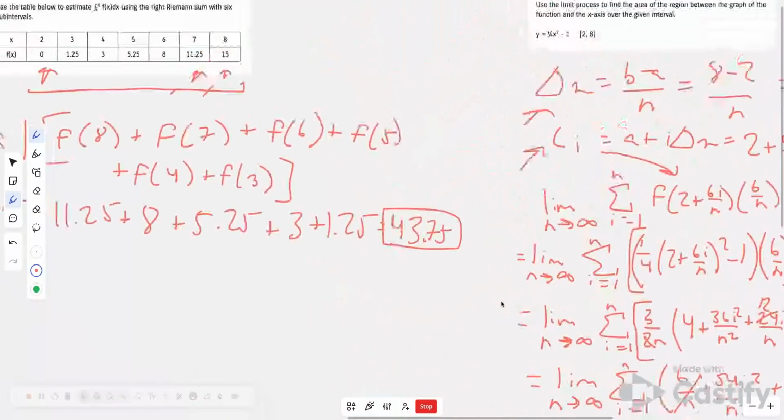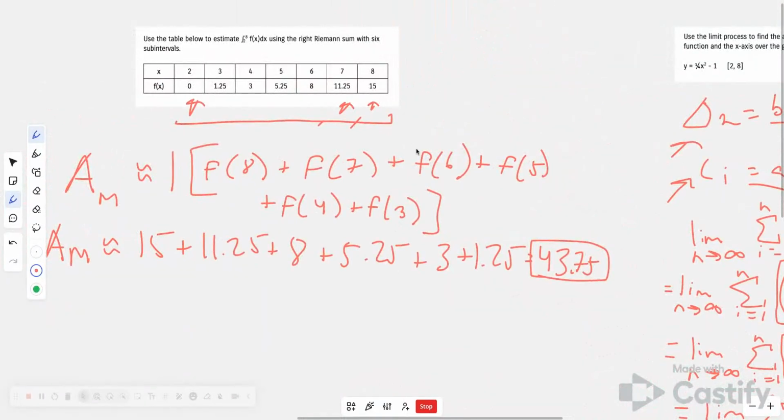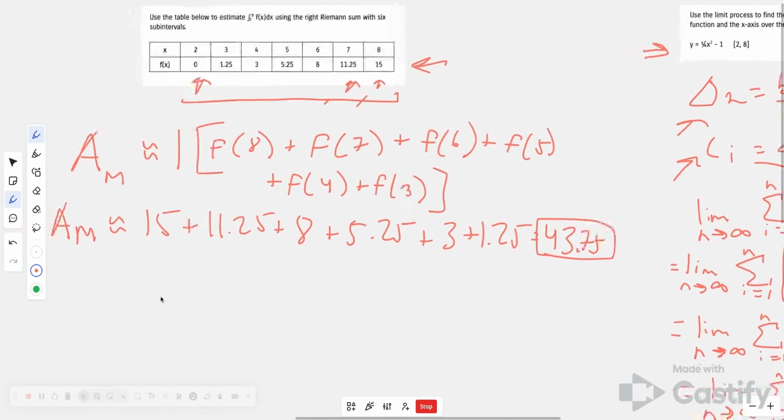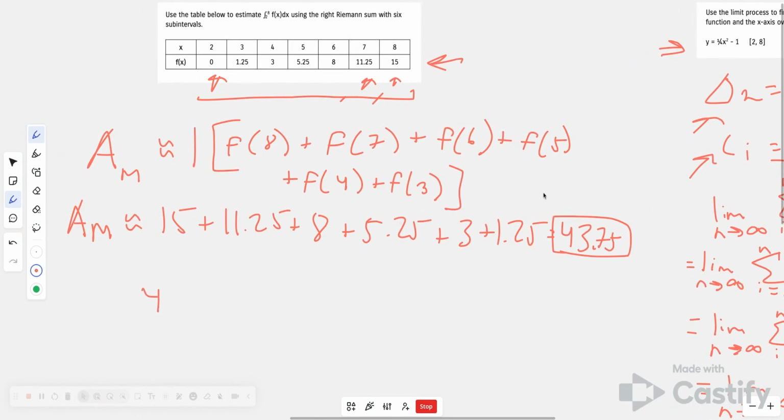So when I created these problems, for the second one I made it the same function. So all of these values are coming from this function. Just to compare the right Riemann sum with the limit process, which is more exact because n is technically approaching infinity, as opposed to being 6 in this case, because we have 6 subintervals. So the right Riemann sum was 43.75, and the limit process we got 36.